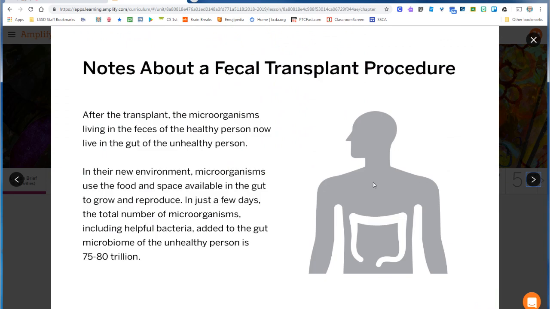And then in projection 3, microbiome or microorganisms from a healthy person can use the food and space available in the gut of the unhealthy person after they've been transplanted. The healthy microorganisms use the space to grow and reproduce, which helps to restore the quantity and diversity of microorganisms in the gut microbiome.